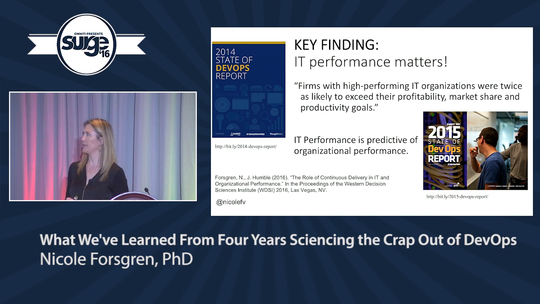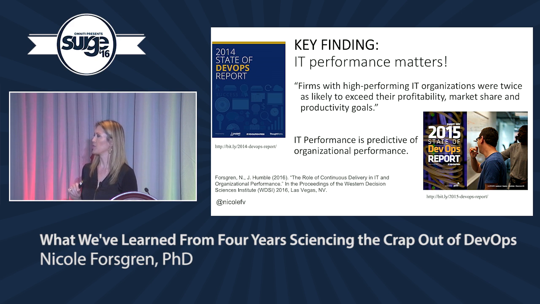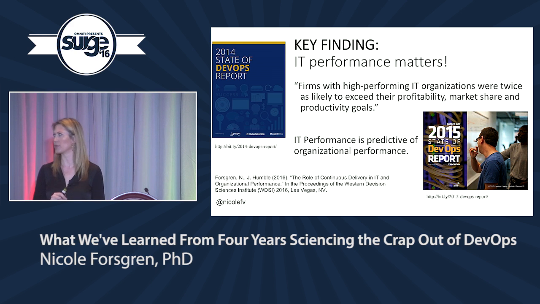Another one that was really great: IT performance matters. Firms with high-performing IT organizations were twice as likely to exceed their profitability, market share, and productivity goals. We also found in this peer review that IT performance is predictive of organizational performance. Org performance is profitability, market share, and productivity. So this is great, right?